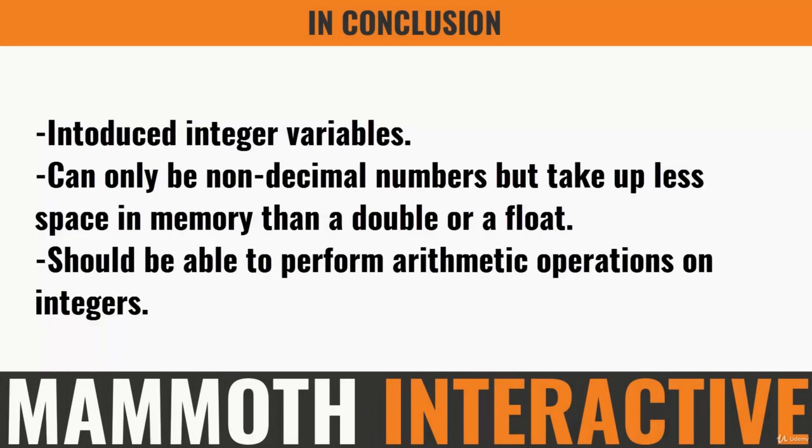As part of the tutorial, we introduced the integer type variables. Now to recap, these are non-decimal numbers that can take on the values between about 2 billion and negative 2 billion, give or take a bit, but are used instead of doubles or floats because they take up less space in memory. So they're the most common way of representing numbers that we'll see. So by now you should be able to perform basic arithmetic operations such as addition, subtraction, multiplication and division on integers, and recognize where they would be used in real life.